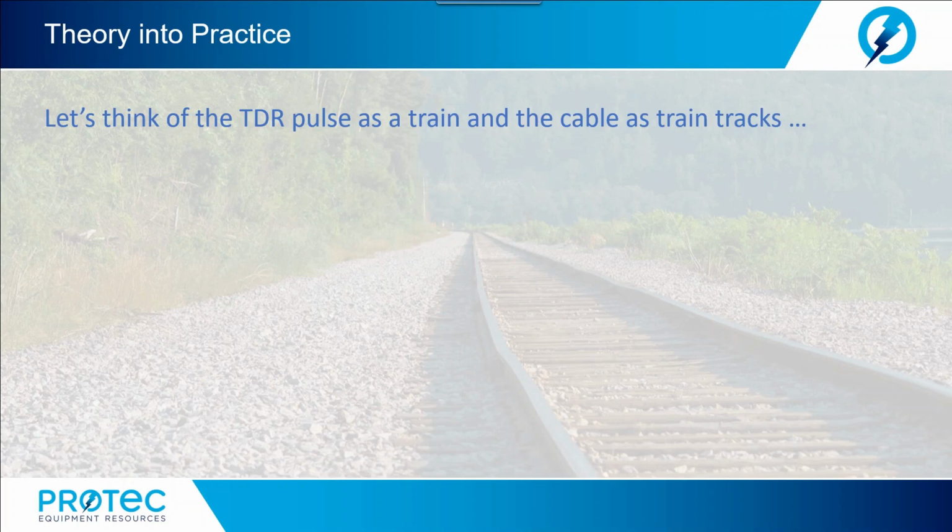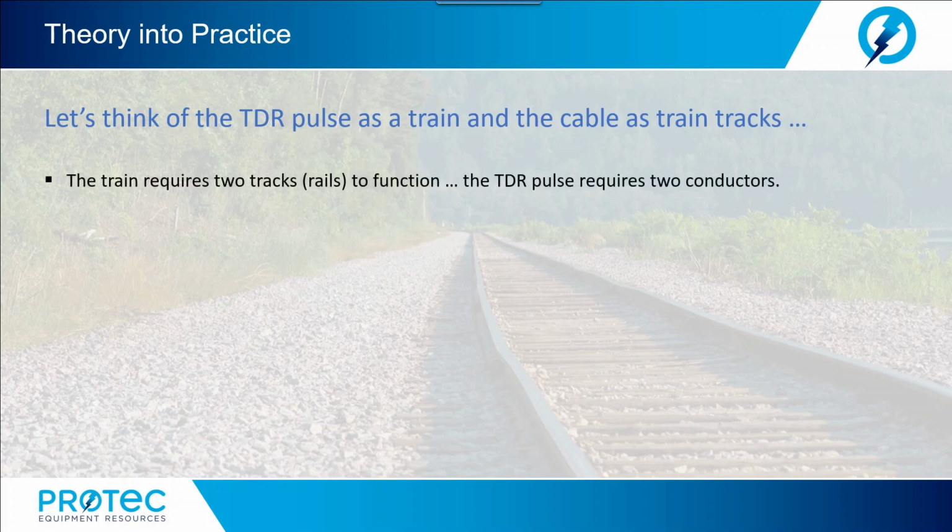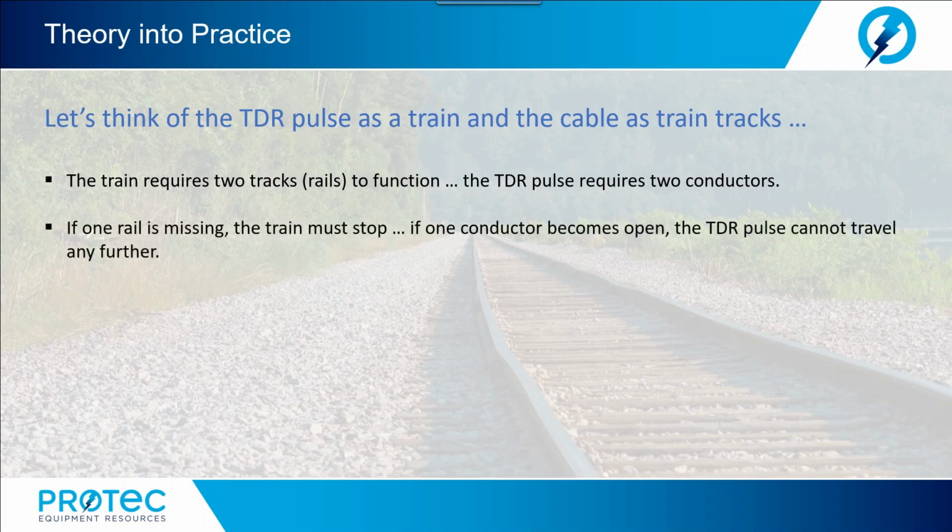Let's think of the TDR pulse as a train and the cable as train tracks. The train requires two tracks or rails in order to function. The TDR pulse requires two conductors traveling in parallel with one another. If one rail is missing, the train needs to stop. If one conductor becomes open, the TDR pulse cannot travel any further.